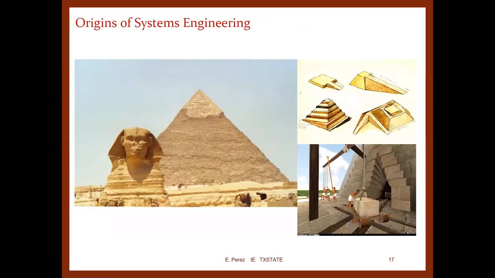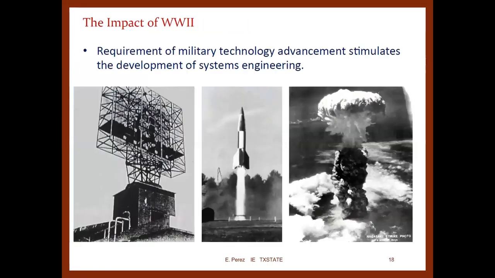Origins of systems engineering: we can go back to the pyramids. There are a lot of theories about how these were built. This is again a major endeavor that required complex engineering, and that's why we can trace the origin of systems engineering back to this age.